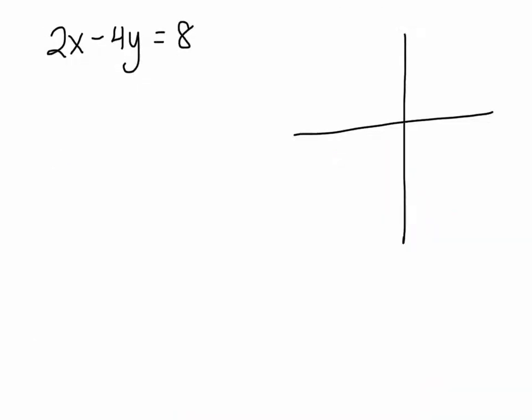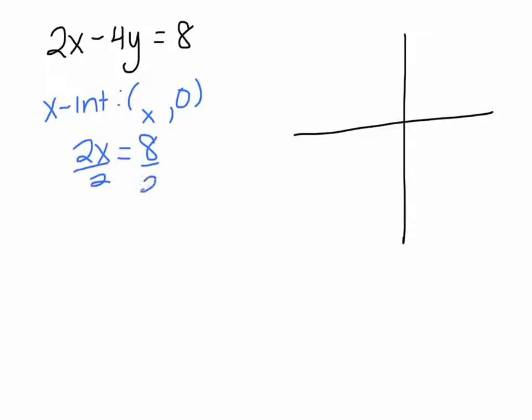First thing I'm going to do is find one of my intercepts. So let's start with the x-intercept. The x-intercept means I'm plugging in a 0 for y and finding an x value. Remember, I can cover up the y. So what I'm left with is 2x equals 8. Divide by 2, and x equals 4. 1, 2, 3, 4. Then I'm going to find the y-intercept.